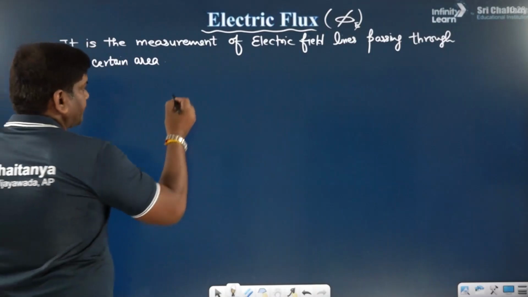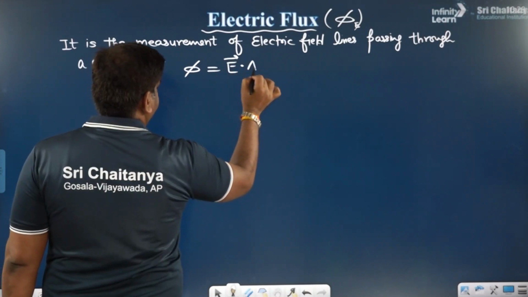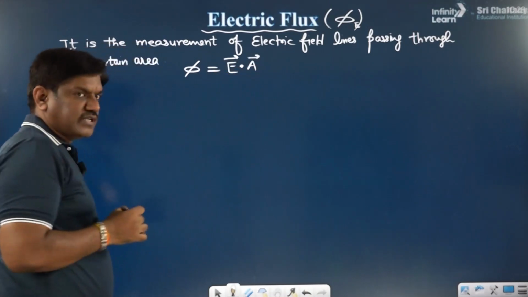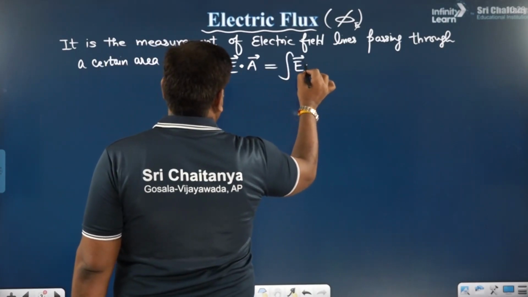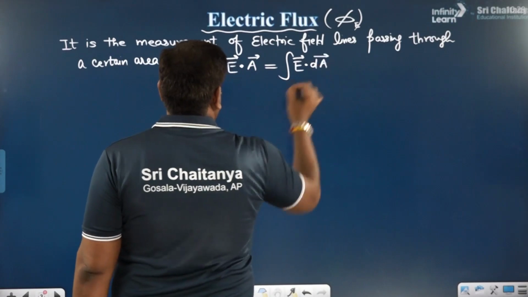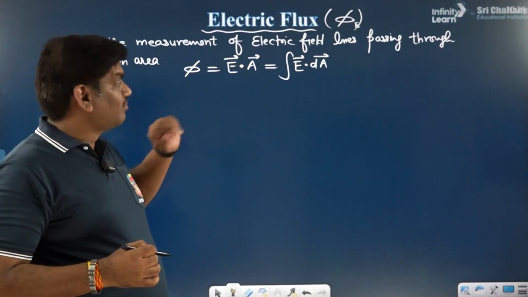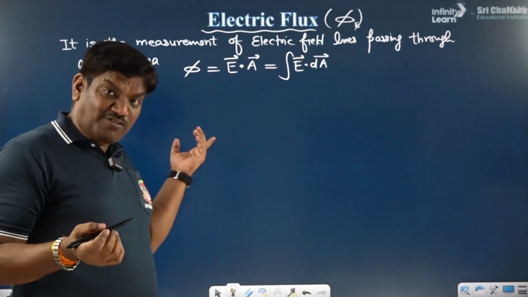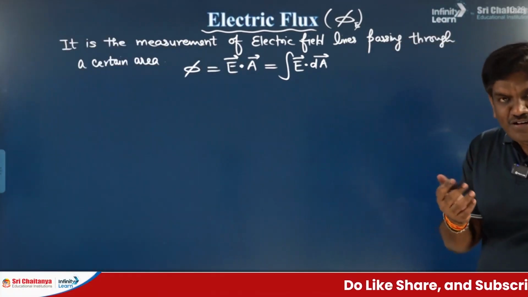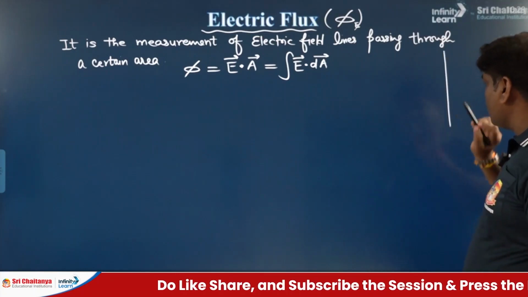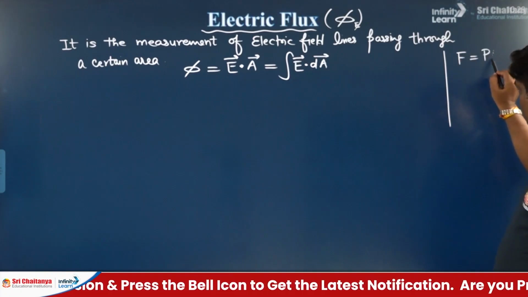How will it be defined? The flux will be defined as E dot A through a certain area, or you can also write this as the integral of E dot dA. E dot dA means it is the dot product of vector E and vector A. Oh, vector A. Area is a vector quantity. Yes, area is a vector quantity. Some of you may not know this. You can see that in fluids, you have studied that force is equal to pressure into area, right?